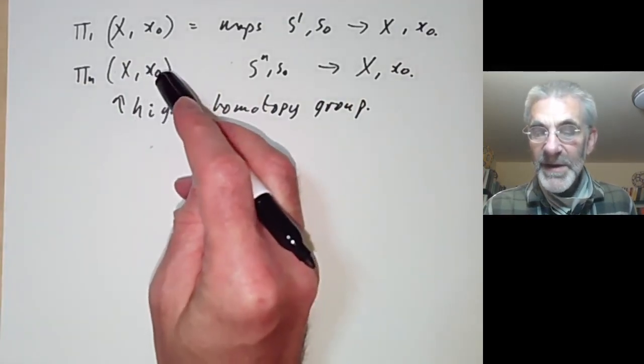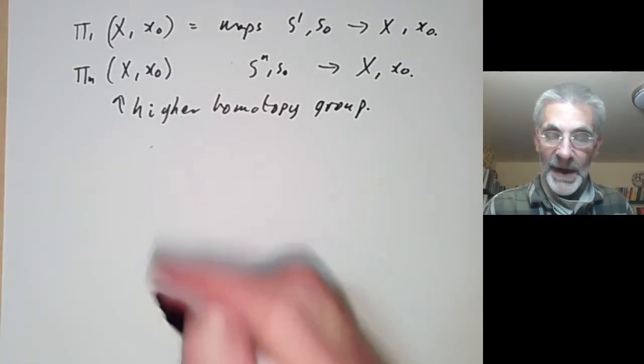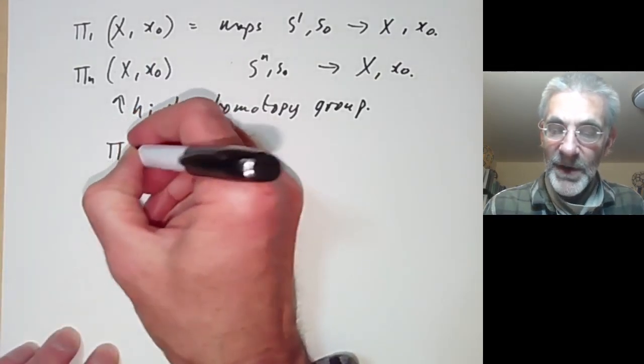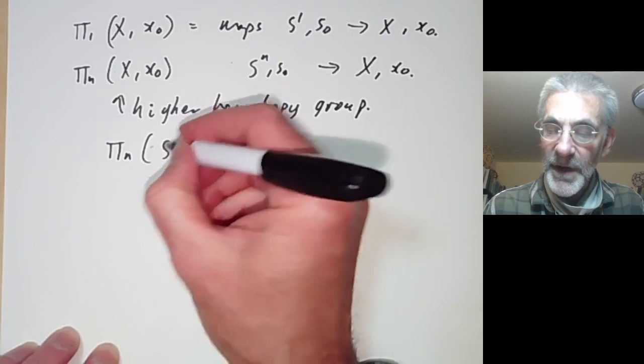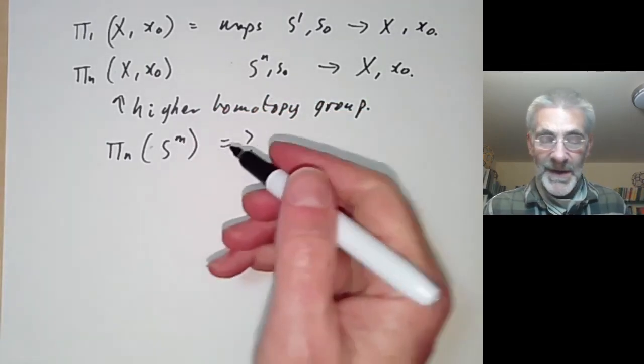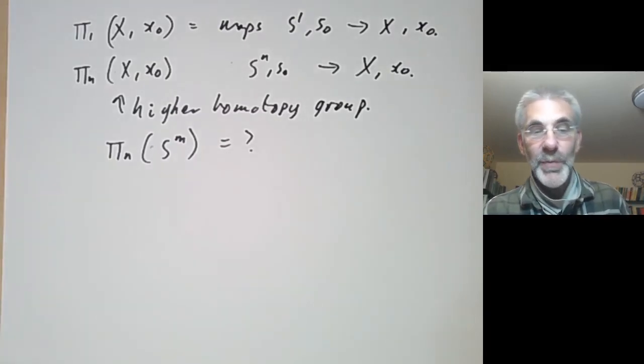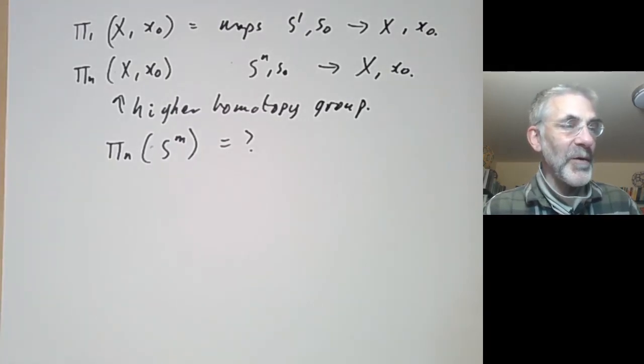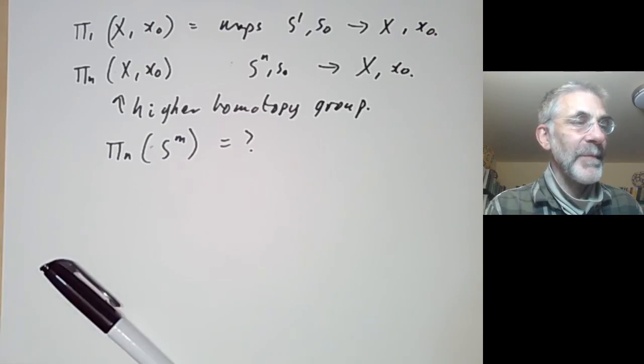And these turn out to be incredibly difficult to calculate. Even the problem of calculating the nth homotopy group of an m-dimensional sphere has been a sort of central problem in algebraic topology for almost a century.